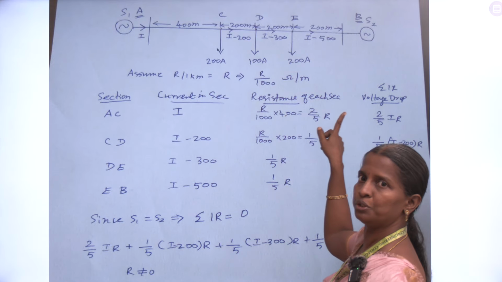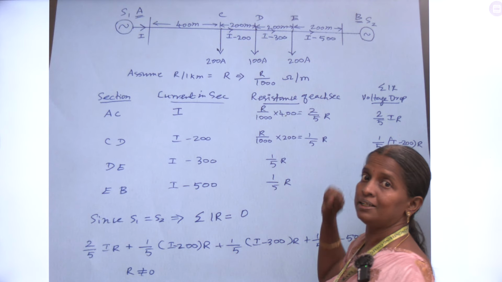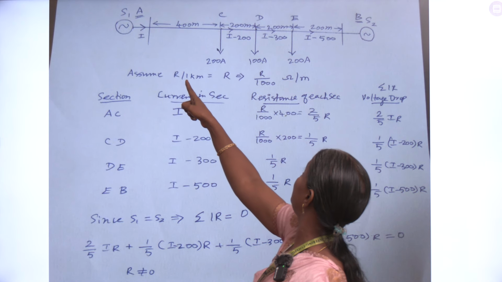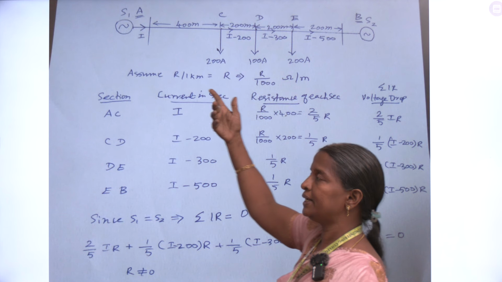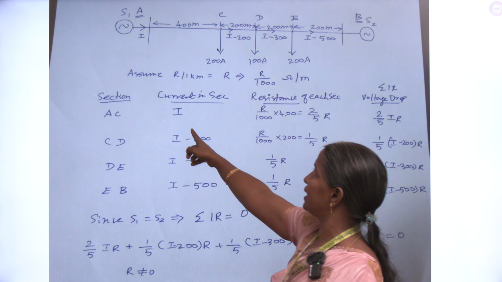The current in loads only is given. These are the load currents, and we have to note down the currents on the distributor, which are not given. So the total current supplied by S1 I am taking as I. You can take it from B also, it is your wish, and the current is I.